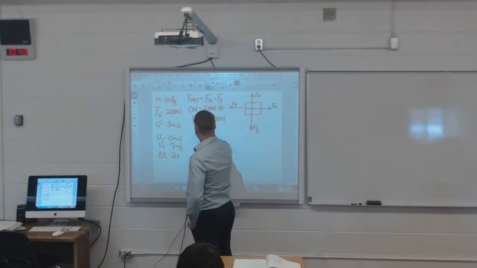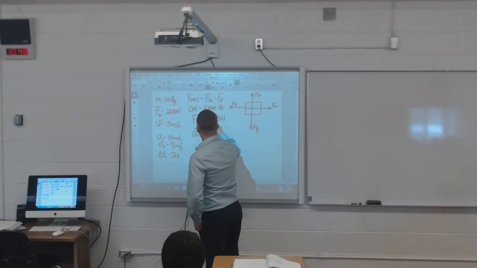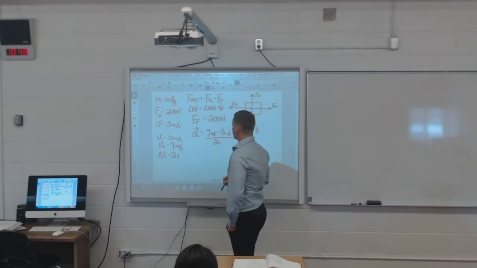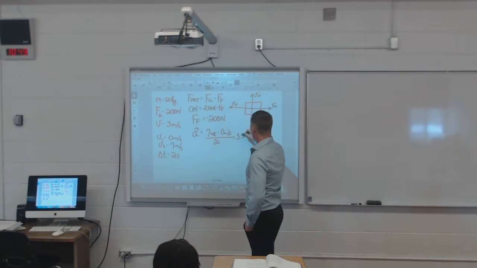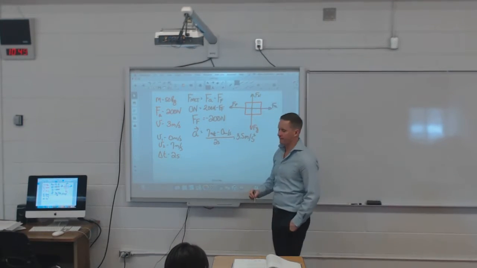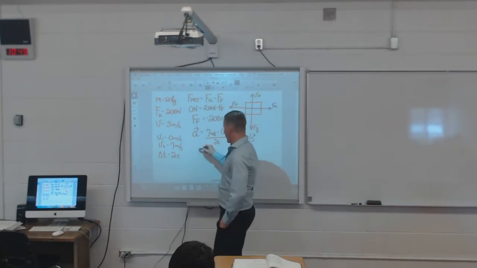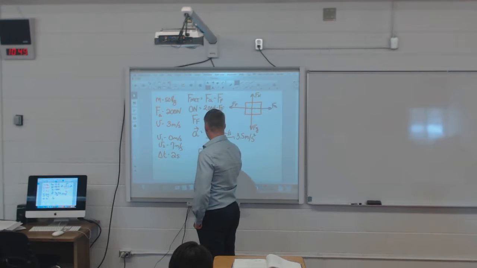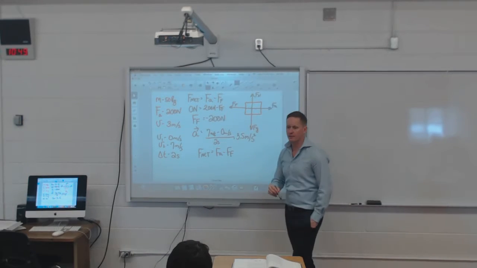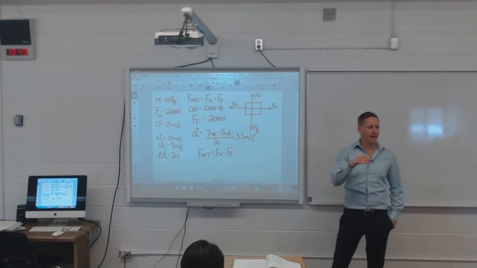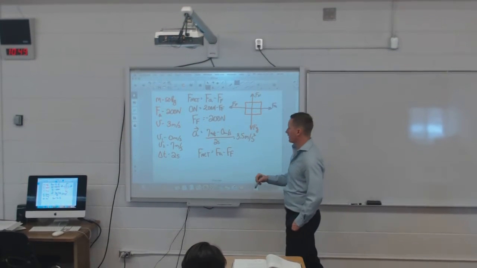So acceleration is equal to change in speed, 7 minus 0, over 2 seconds. That's going to give me 3.5 meters per second squared. Now, again, net force equals applied minus friction, right? We're okay so far? Here's where it's going to get a little bit tricky, the negative signs.